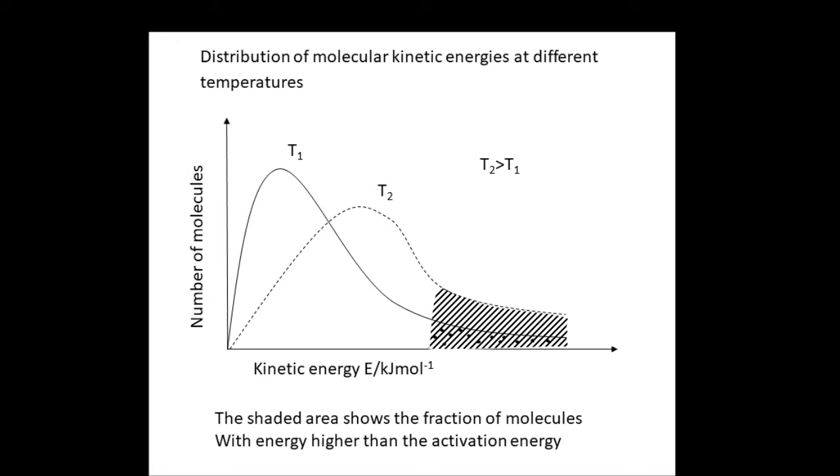A plot below shows the distribution of molecular kinetic energies at different temperatures. The shaded area shows the fraction of molecules with energy higher than the activation energy. Note that at higher temperature, the fraction of molecules with energy higher than activation energy is higher than the fraction of molecules with energy higher than activation energy at a lower temperature.